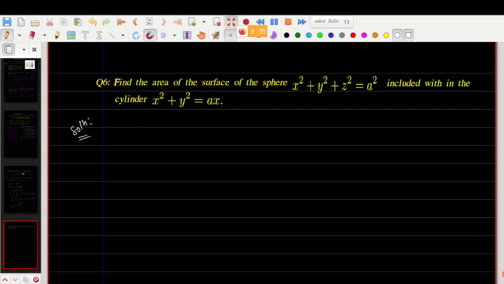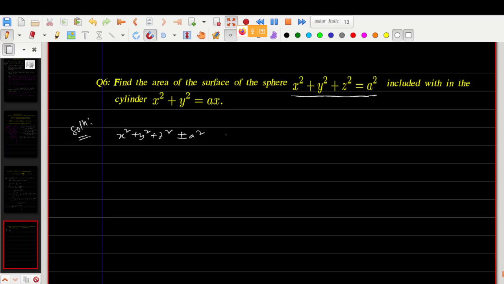Yeah, so here, read the question: find the area of the surface of this sphere. It is strictly mentioned, of this sphere, because sometimes students get confused about which surface has to be taken. You just read the question, find the area of the surface of the sphere. It is written clearly. So the surface that you will get comes from the sphere included within the cylinder. So now you know the equation of the surface.